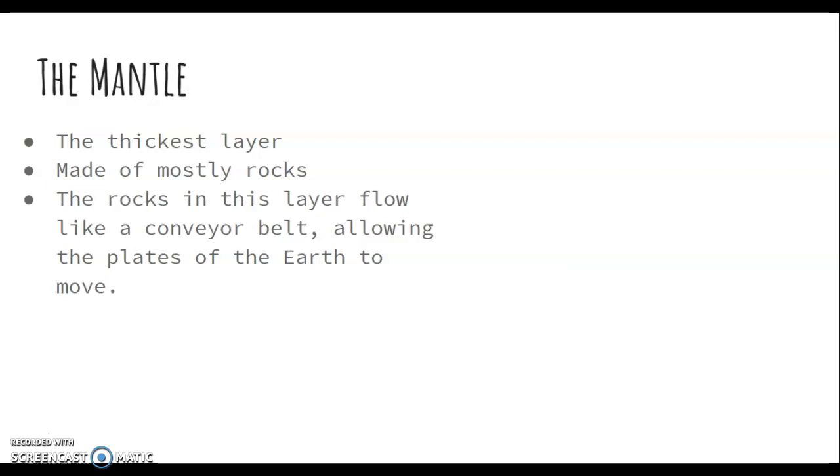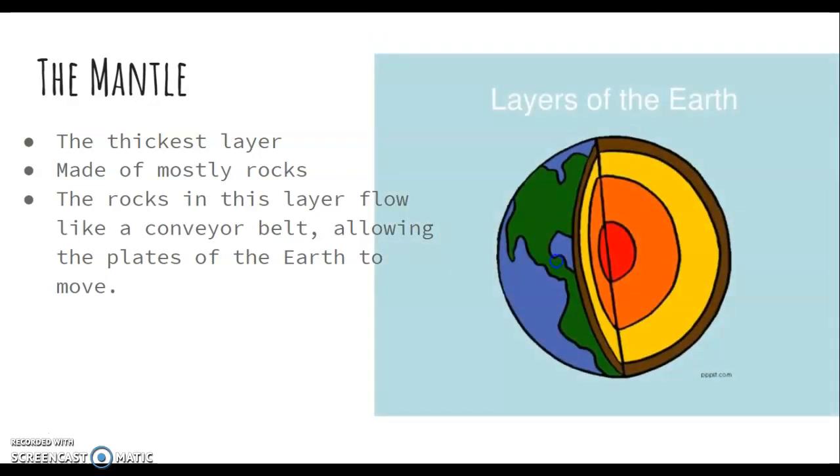The next layer below the crust is the mantle. The mantle is the thickest layer, and it is also made of mostly rocks. The rocks in this layer flow like a conveyor belt that you see at a grocery store, which allows the plates of the earth to move. We will discuss the plates of the earth in another slide and lesson. The mantle is represented by this yellow color here on our diagram of the Earth.